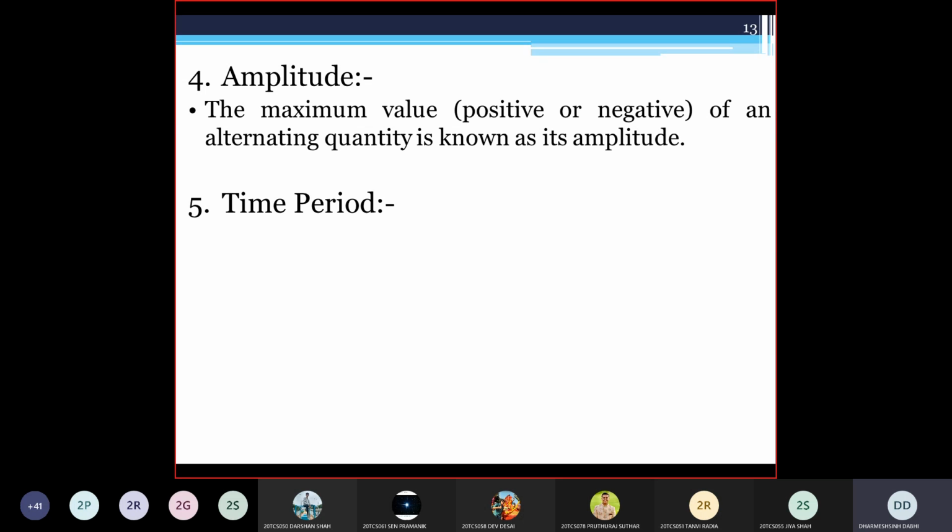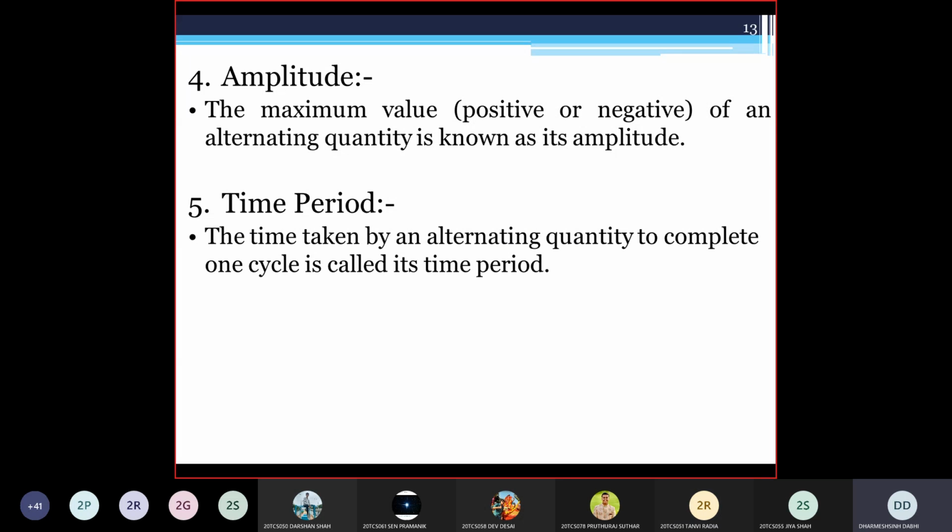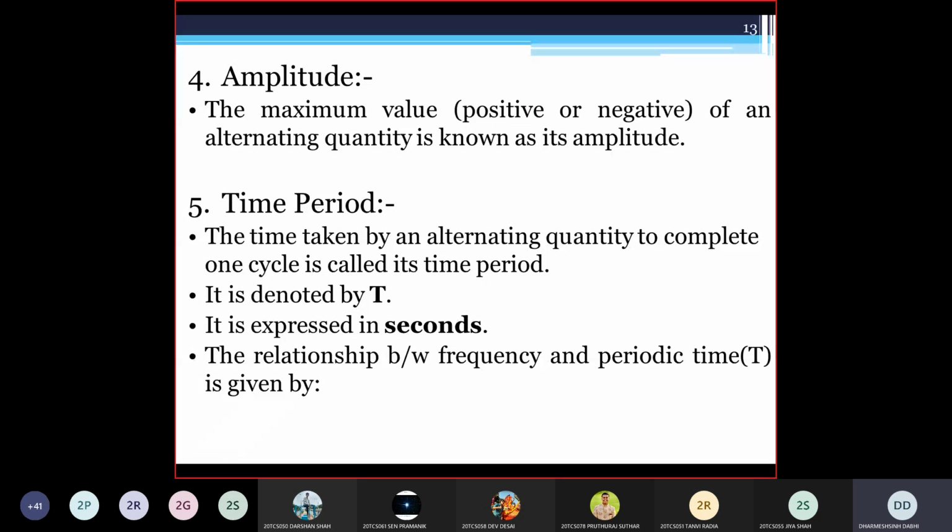Next is the definition of time period. What is the definition of time period of an alternating quantity? Time taken by an alternating current to complete one cycle. Yes, very good. So time taken by any alternating quantity, whether a sine wave, rectangular or triangular, to complete one cycle. One cycle means one positive and one negative. Clear? That time is called the time period, denoted by capital T, and generally expressed in seconds, or in microseconds or milliseconds.